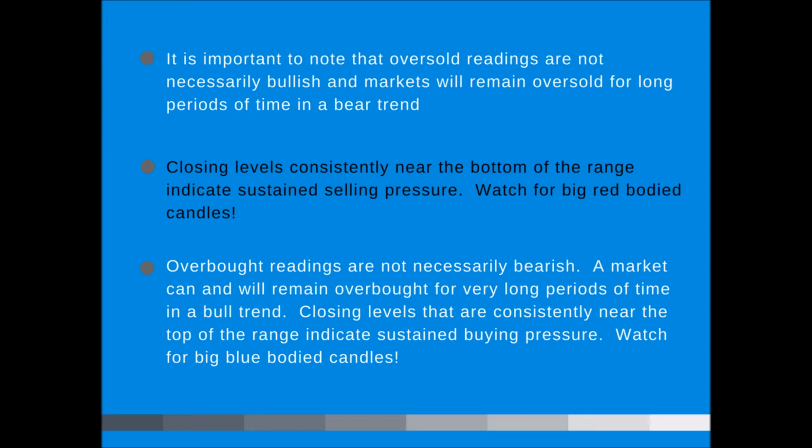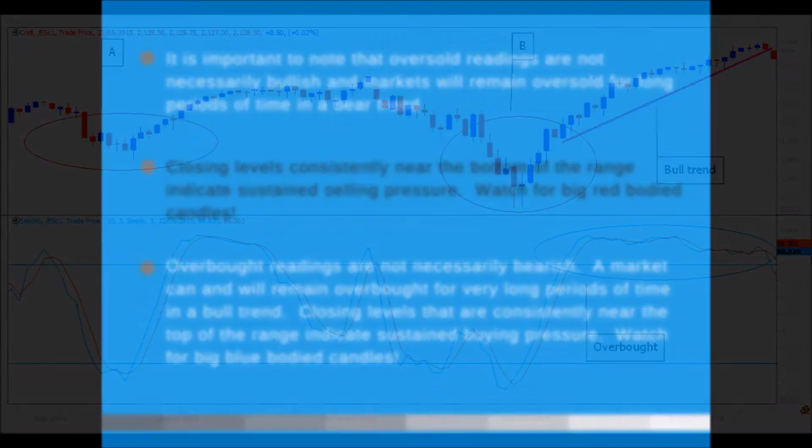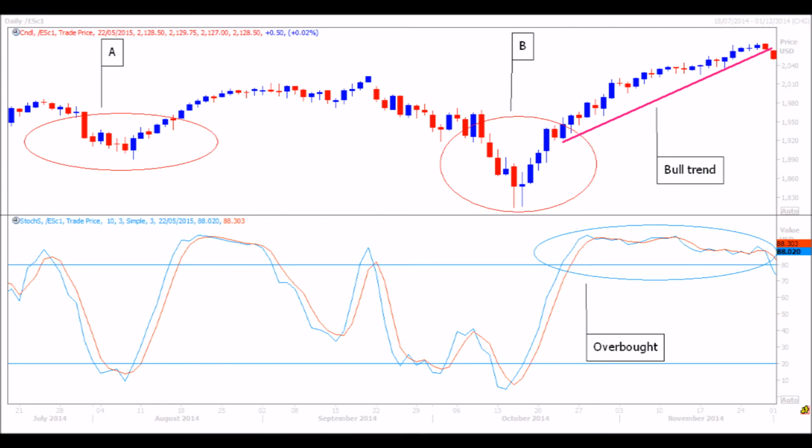Closing levels that are consistently near the top of the range indicate sustained buying pressure, so watch for big blue-bodied candles and do not think about selling into a strong bull market just because the market has become overbought on the stochastic oscillator. In the next chart, you'll clearly see the strong bull trend indicated by a red trend line to the right of the chart.